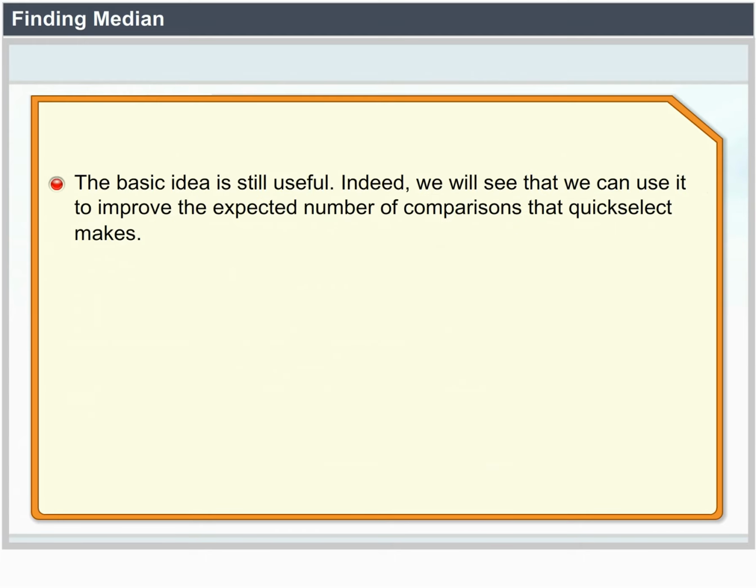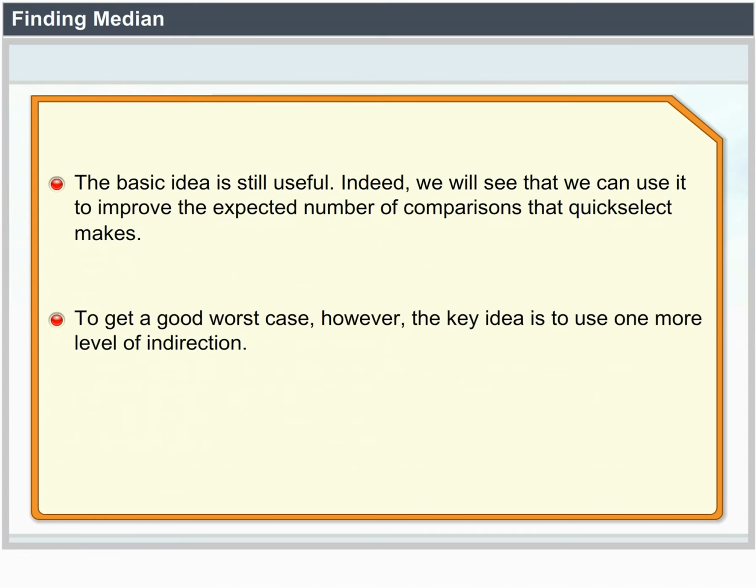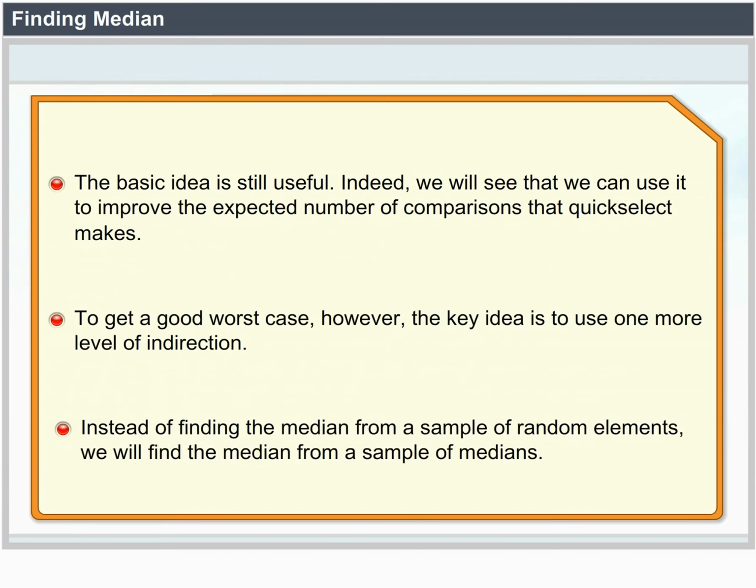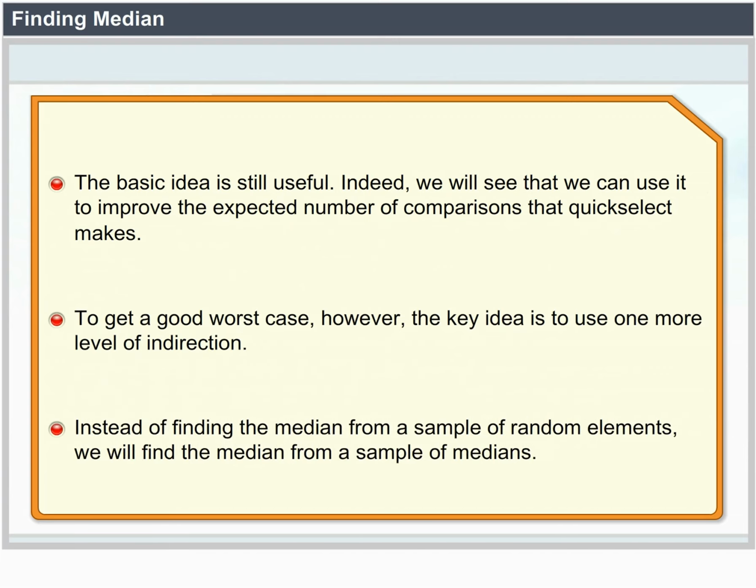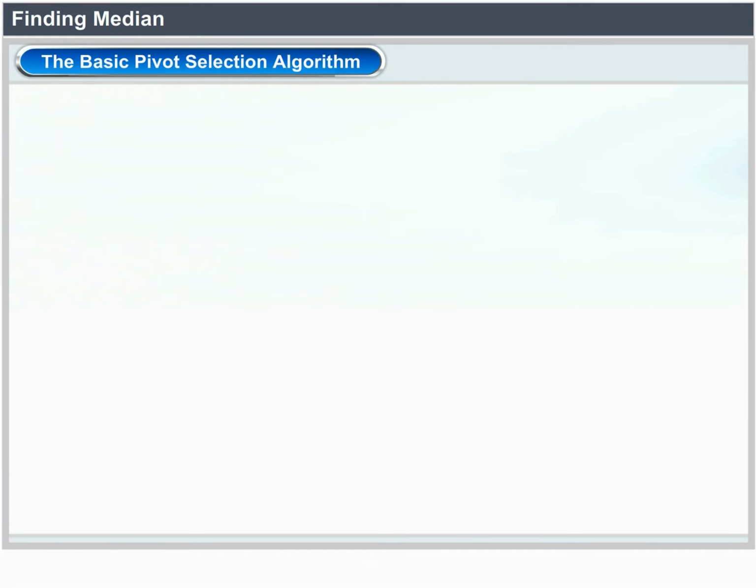The basic idea is still useful. Indeed, we will see that we can use it to improve the expected number of comparisons that quickselect makes. To get a good worst case, however, the key idea is to use one more level of indirection. Instead of finding the median from a sample of random elements, we will find the median from a sample of medians.